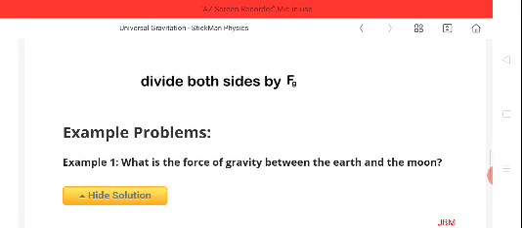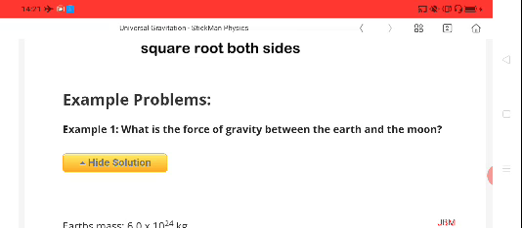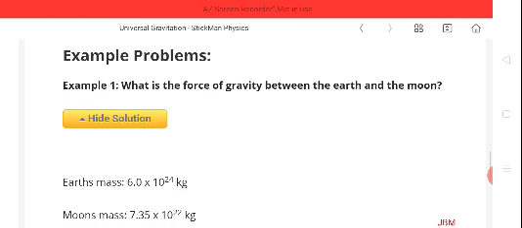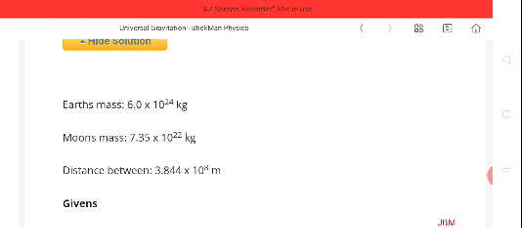Now, as I was telling you, we'll be discussing some problems. So what is the force of gravity between the Earth and the Moon? Earth's mass is given as 6 into 10 to the power 24 kg. Moon's mass is 7.35 into 10 to the power 22 kg. Distance between Earth and Moon is 3.844 into 10 to the power 8 meter.